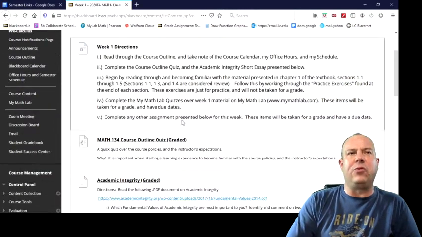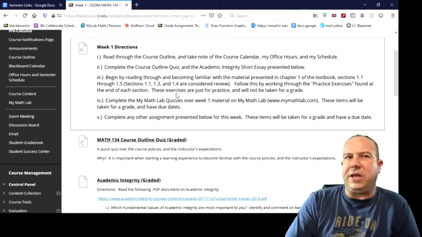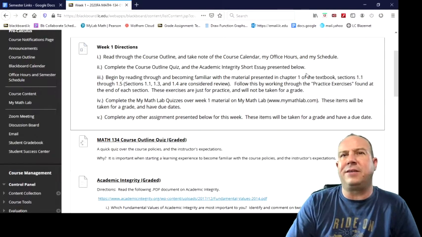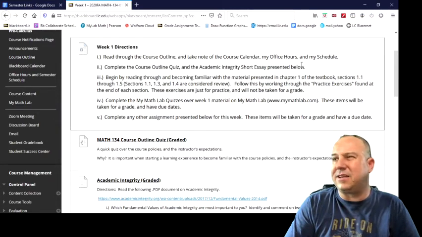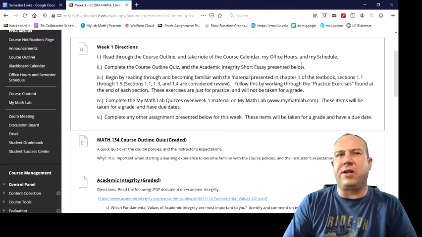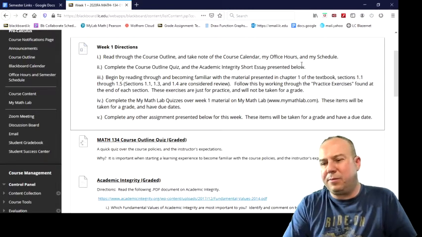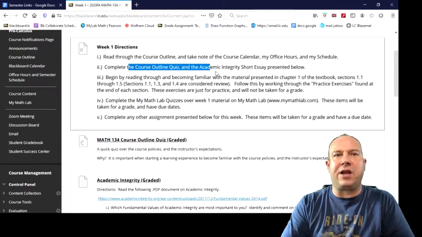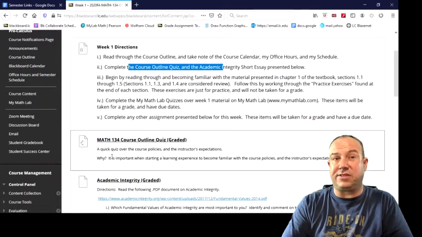If we click into week 1, I do give you some directions for the week, right? This week, make sure you're reading through the course outline, taking note of the calendar and office hours and schedules. Just take note that we have a lot to cover in the 16, 17 weeks that we have this semester. We have 5 credit hours a week to cover it, and plan to put in some load to get through this material. All right. You're going to want to complete the course outline quiz that's down below here.